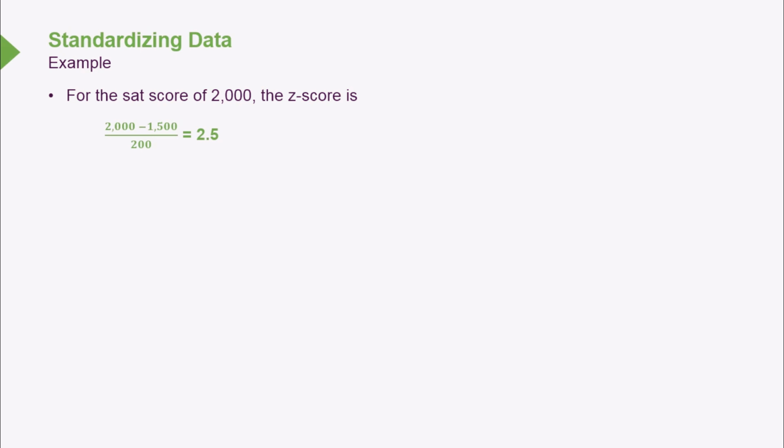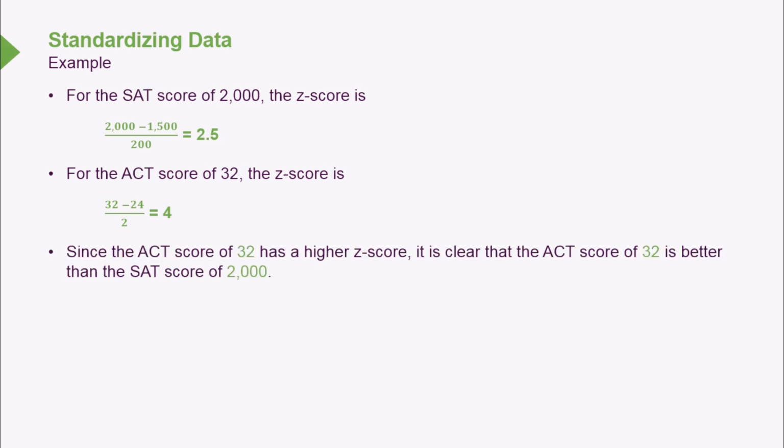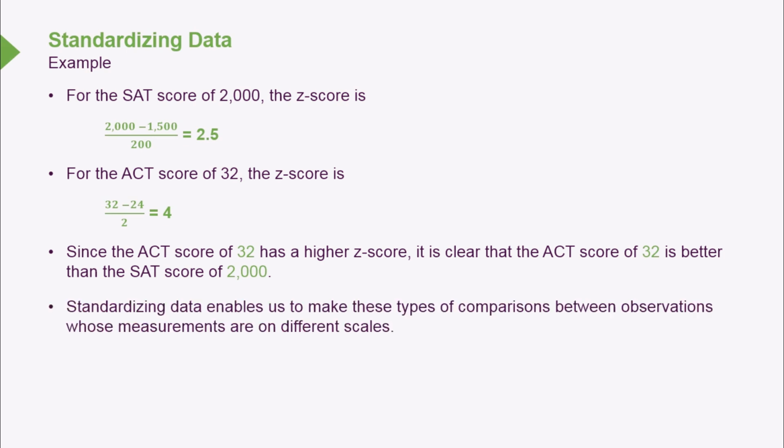For the ACT score of 32, the z-score is 32 minus the mean of 24 divided by the standard deviation of 2, which gives us a z-score of 4. So a 32 is 4 standard deviations higher than the average ACT score. So because the ACT score is 4 standard deviations higher than the average, and the SAT score is 2.5 standard deviations higher than the average, then we can say that the ACT score is better than the SAT score of 2,000. So standardizing data enables us to make these types of comparisons between observations whose measurements are on different scales.